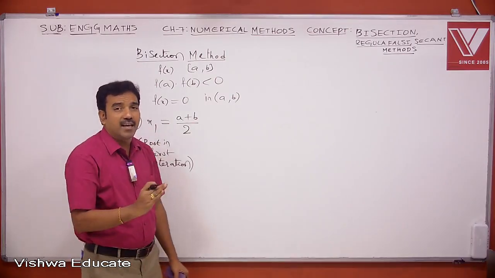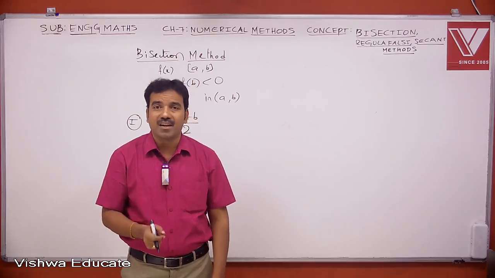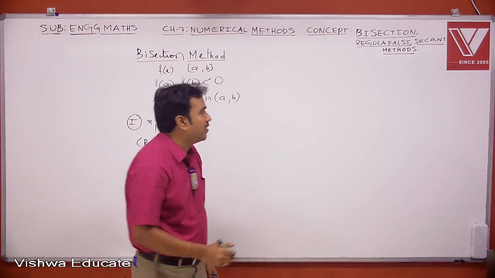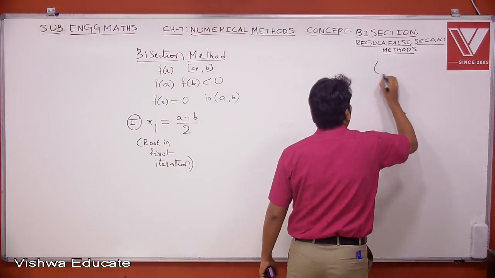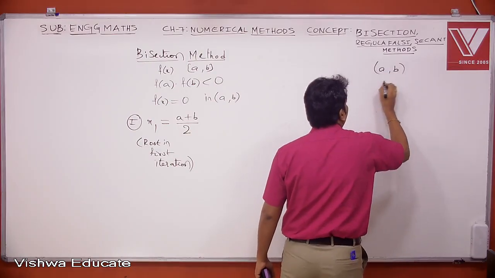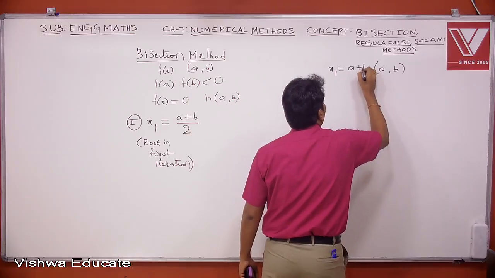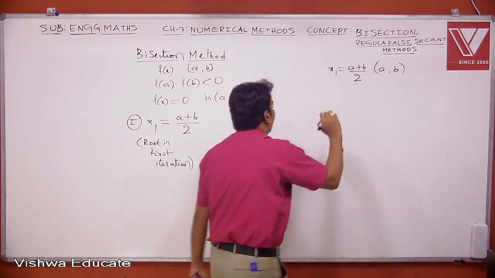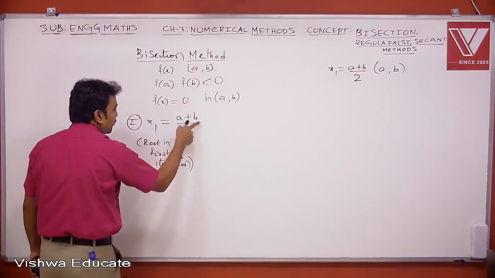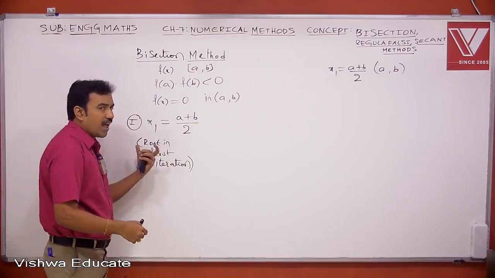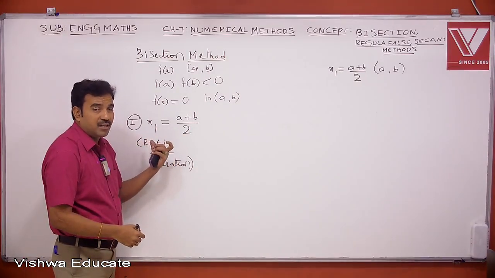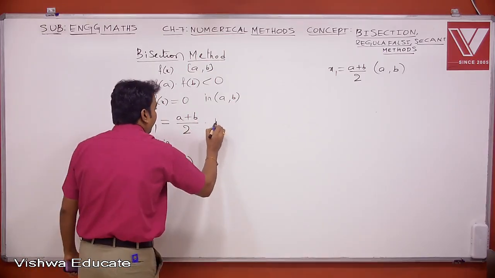So we are dividing an interval a comma b into two subintervals exactly at its midpoint. So the representation will be like this. This is a comma b. At this point, the label x1 equal to a plus b by 2. Now immediately, if I calculate x1 equal to a plus b by 2, here I am guessing it may be a root of the equation. Immediately I go for f of x1.